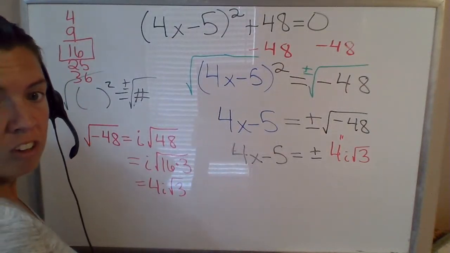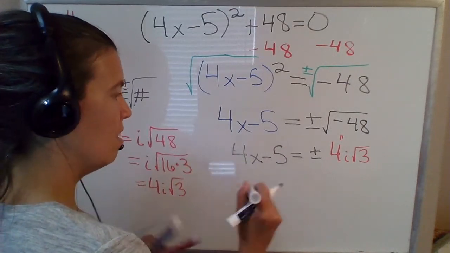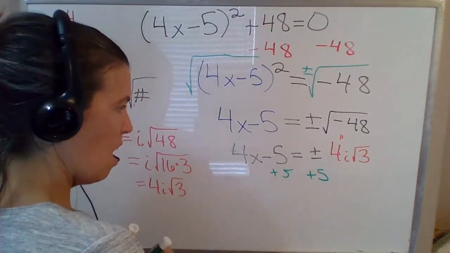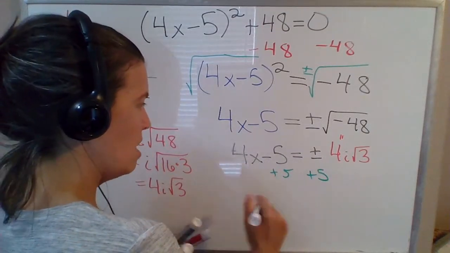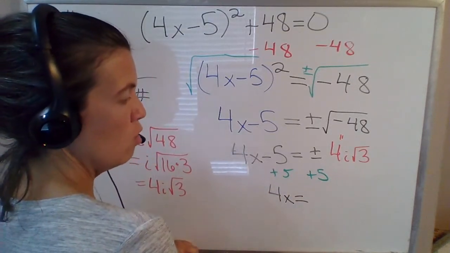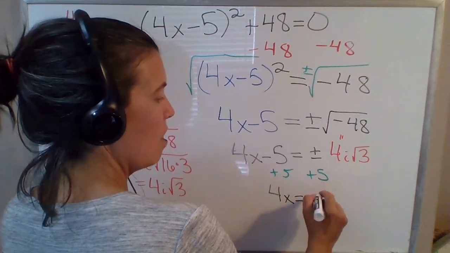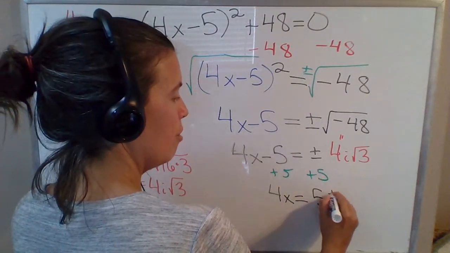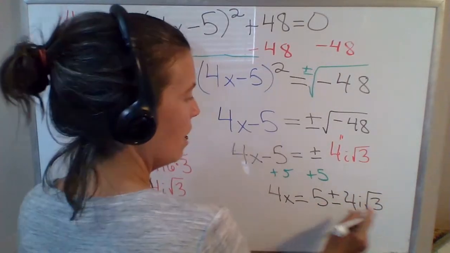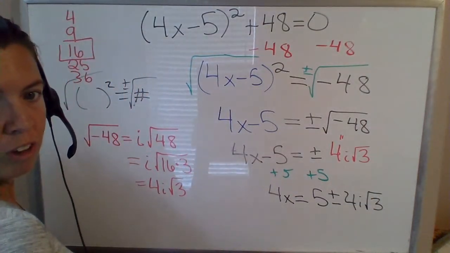Now what we need to focus on is isolating x. In order to isolate x, I could add 5 to both sides. I'm already going to think about writing my final answer in standard form, which means we put the real part first. So I'm going to add 5 to both sides and write that positive 5 in front. That's fine, as long as you keep the correct sign on everything. So this is positive 5 and then plus or minus 4i square root of 3.